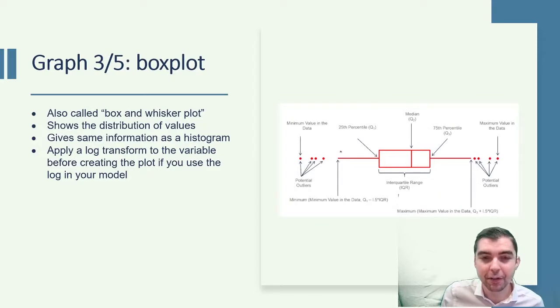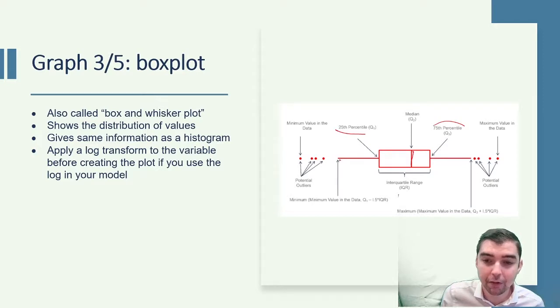The third type of graph is the box plot, also called a box and whisker plot. It's called this because there is a box that represents the interquartile range. That's the difference between the 25th percentile and the 75th percentile. The line in the middle of the box is the median, also known as the 50th percentile.